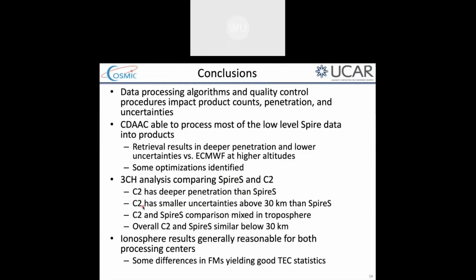Down lower in the troposphere, a couple of mixed results, but generally quite consistent, I would say, between the 2 processings. And on the ionosphere side, we generally get reasonable TEC results from both data sets. We do find some differences in the computation of the DCBs and how often that's done. And that impacts our judgment of the sort of goodness for each FM. And we get a little bit different results.